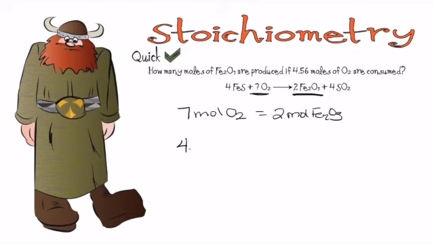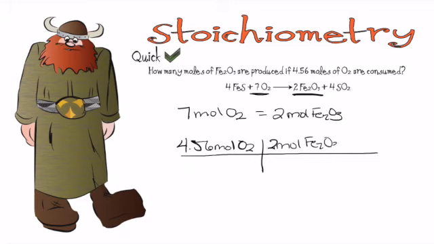We started with 4.56 moles of oxygen. We're trying to get to iron oxide, so our 2 moles of Fe2O3 over the 7 moles of oxygen, so we would get 1.3 moles of iron 3 oxide.